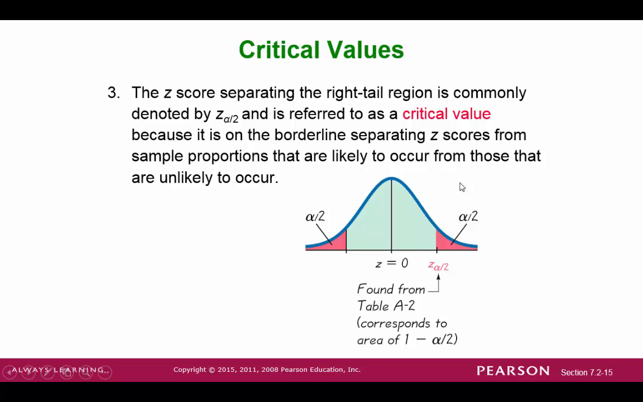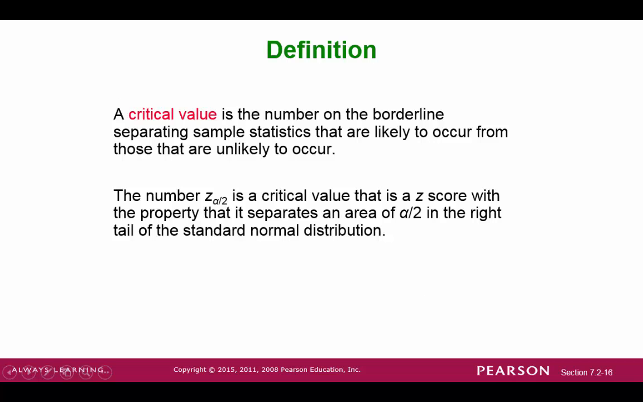It is the borderline separating the z-scores from the sample proportions that are likely to occur. So if we think about the value in the green under this curve, this is where our confidence interval would live. Everything in here would be a usual value for us. Anything outside in the tail would be out of bounds or unusual. So a critical value is a number on the borderline that separates the sample statistics that are likely to occur from those that are unlikely to occur.